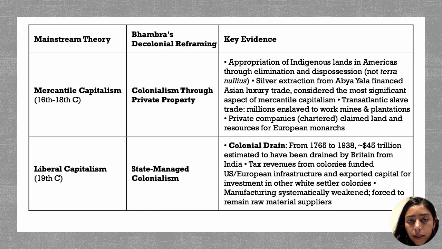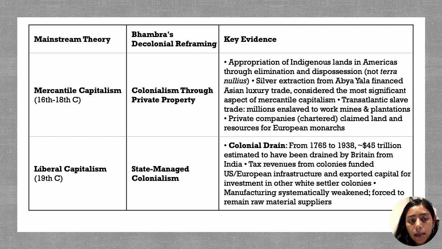While most points are from Bhambra, I have also picked up some figures from Utsa and Prabhat Patnaik's work titled Capital and Imperialism that I plugged in and showed in one of the earlier slides. So first, Bhambra asserts that mercantile capitalism wasn't just trade. It was colonialism through imposing private property.